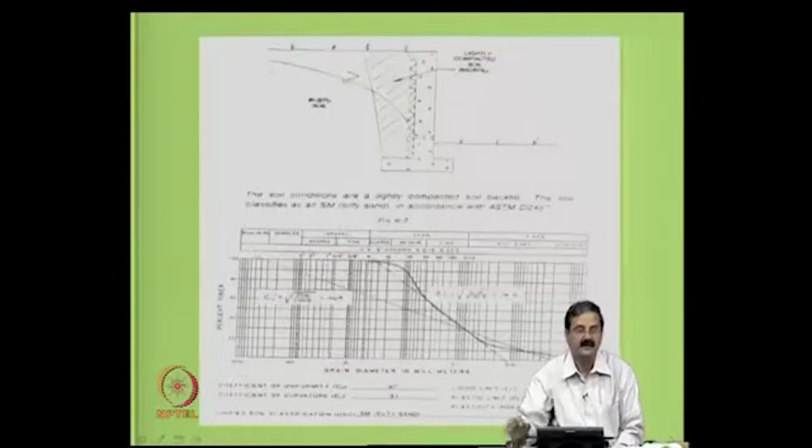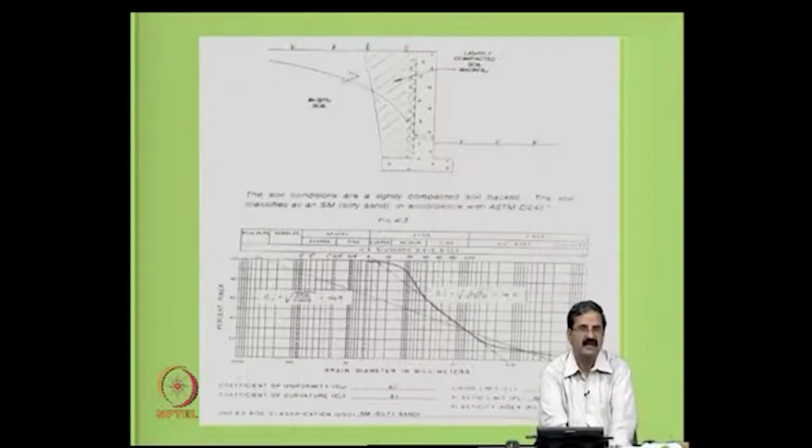Actually, I would like to give an example where there was a failure of an RE wall. They felt that the failure was because of the drainage, because according to one of the contestants, the contractor did not provide geotextile there. The other group says that he has provided only the gravel, and that is sufficient. He did not provide geotextile.